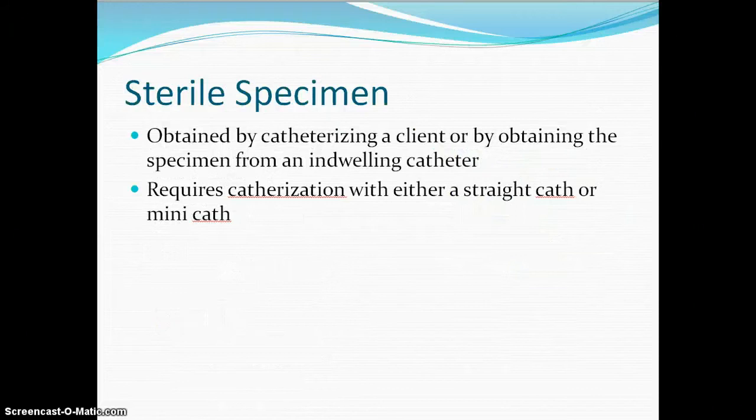A sterile specimen is obtained only by catheterization. When we need a sterile specimen, we usually put a catheter in using sterile technique, obtain our specimen, and then remove it. We can also get it from an indwelling catheter, and we need to look at that skill because when we take it out of the indwelling catheter, we would want to make sure we take it out of the port because in the bag it will be contaminated from the previous urine that has been in there.